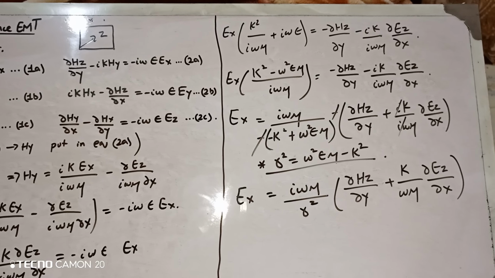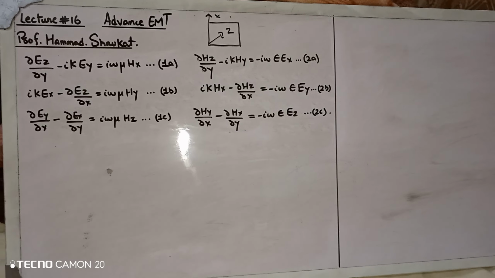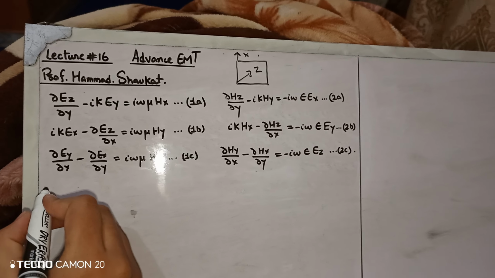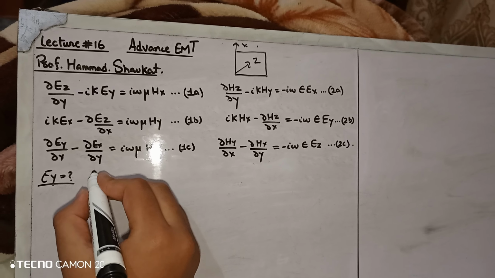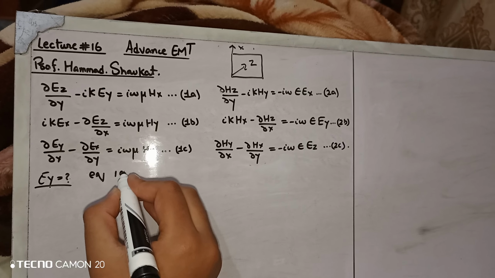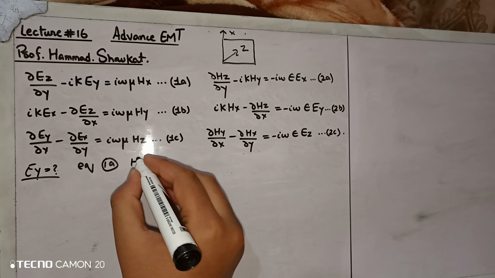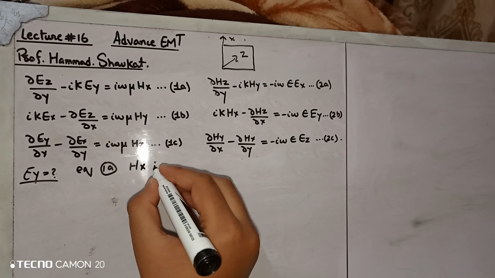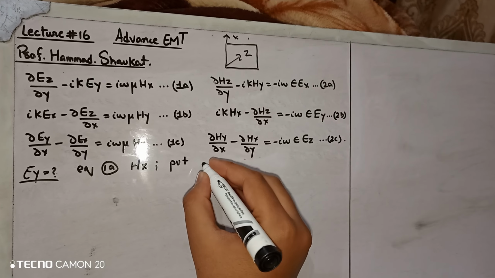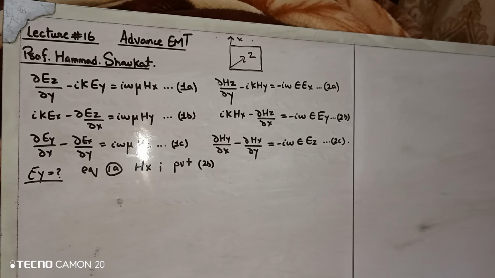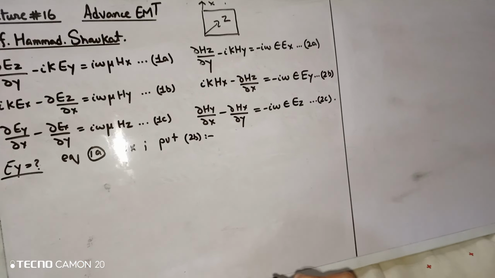Okay, now let us find Ey, similar procedure. So now our task is to find Ey. To find Ey, we have to use equation 1a, and from equation 1a we have to find Hx. After finding Hx, we have to put that Hx in equation 2b. After putting it in 2b, we can successfully find the value of Ey.